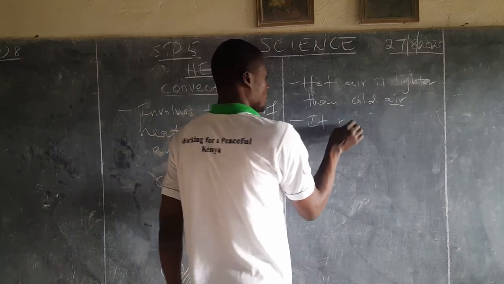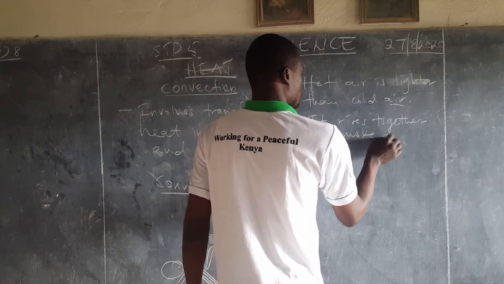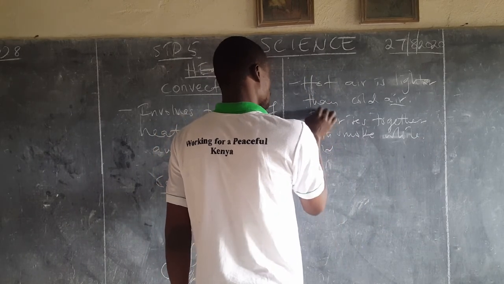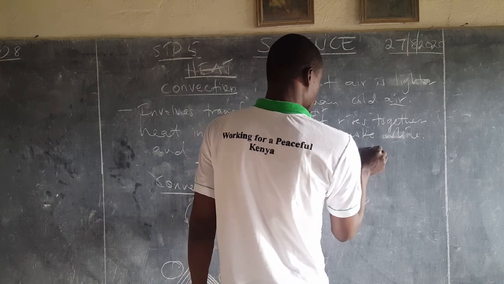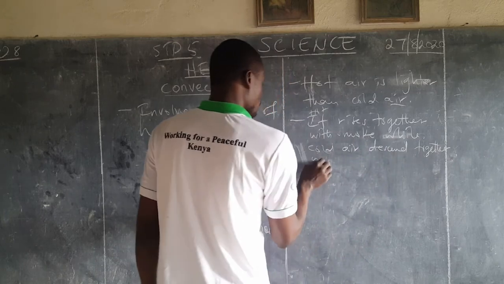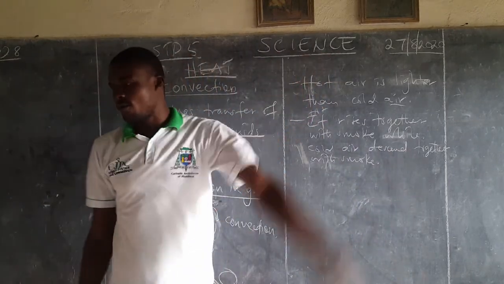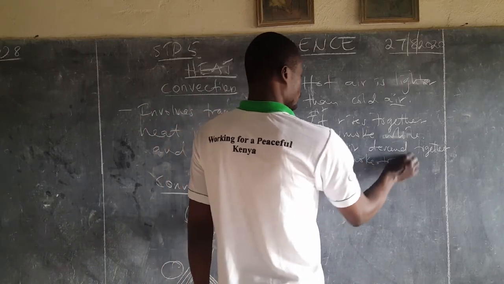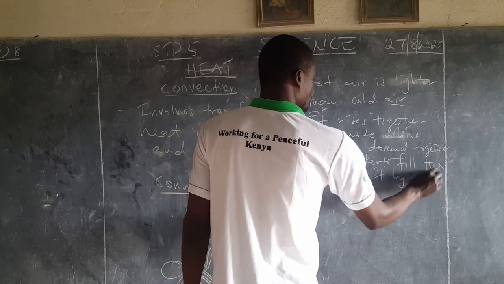So hot air rises together with smoke, while cold air descends. Descend is to go down. It descends together with smoke. Yeah, it is heavier, so it moves down. It becomes heavier to fill the space left by the hot air. It comes down to fill the space left by hot air.